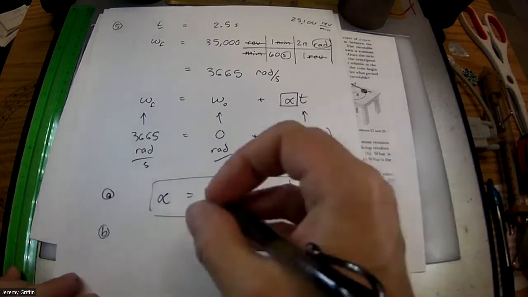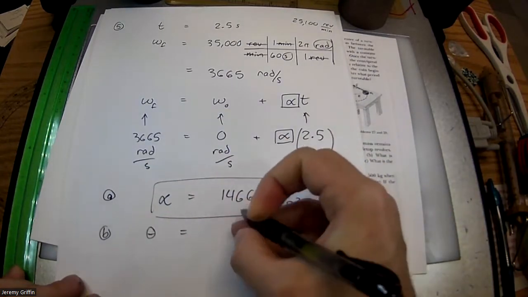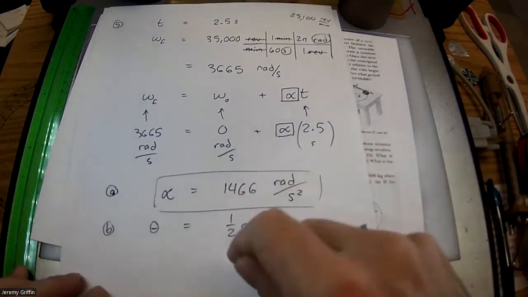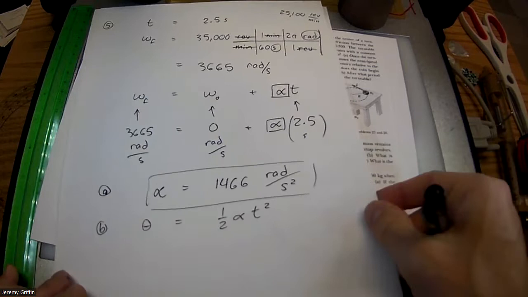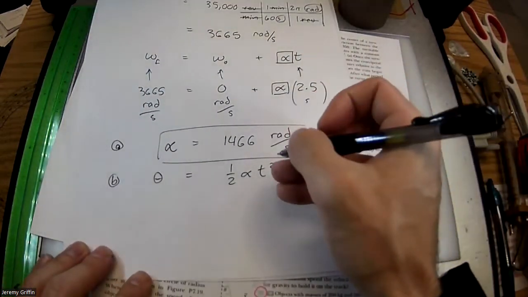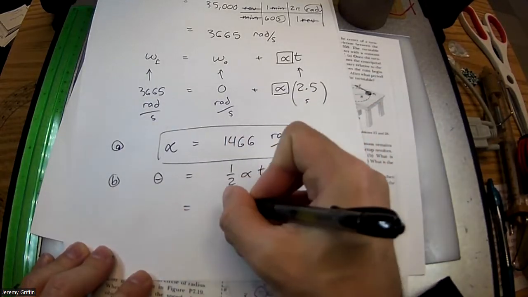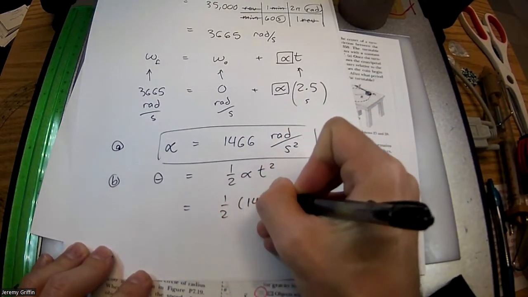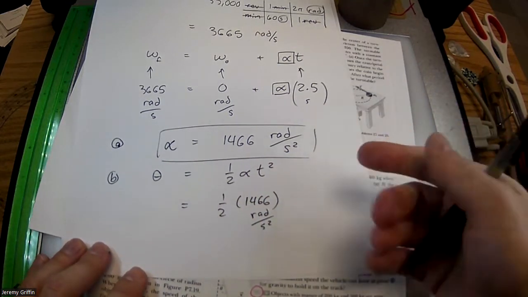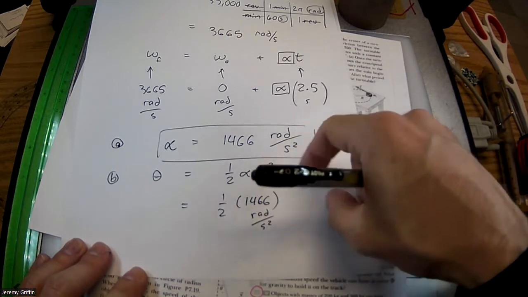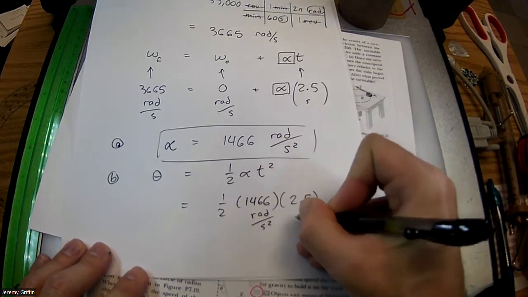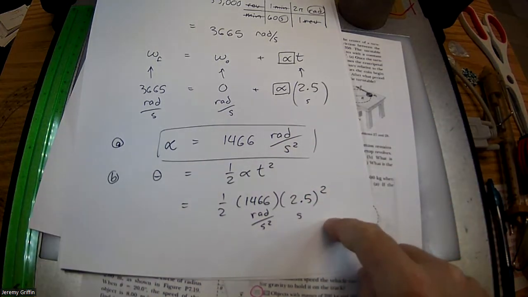And I have a couple of options. I could either use theta equals omega naught t plus half alpha t squared, or if you want to, you could go omega final squared equals omega initial squared plus 2 alpha theta. So this is probably the most straightforward way: 1/2 times 1466 radians per second squared. Remember, I can only apply these formulas because everything's in radians per second squared in this case for alpha. And the time interval is the same as it was back in part A, so you just pop in that time interval.